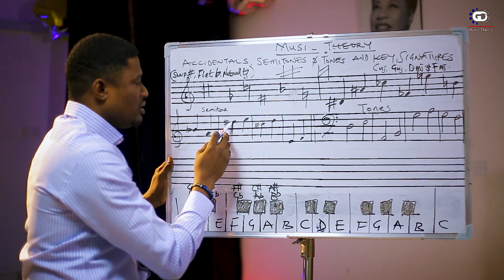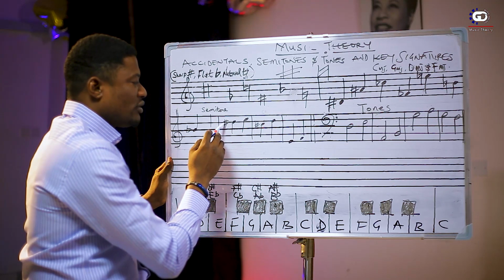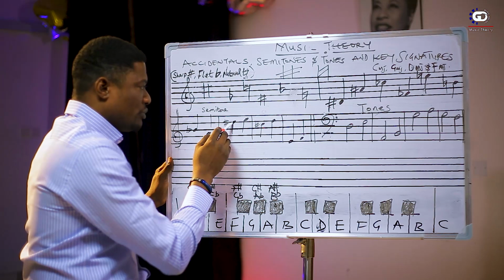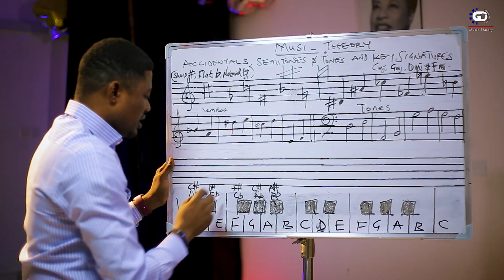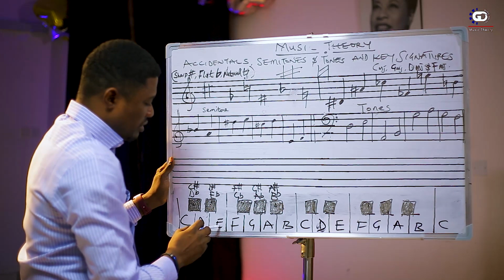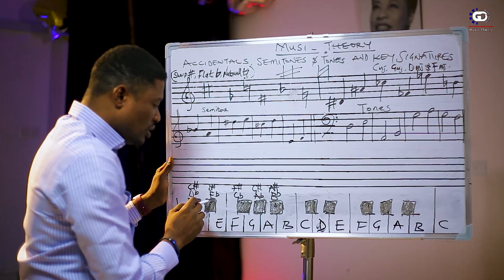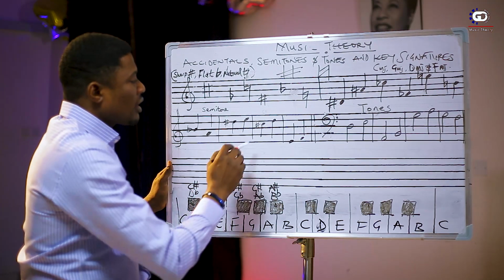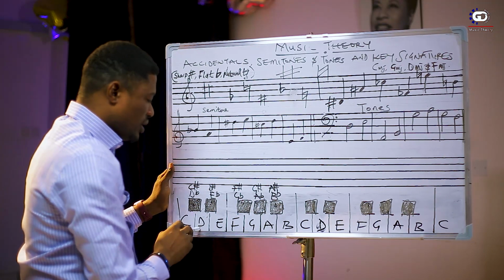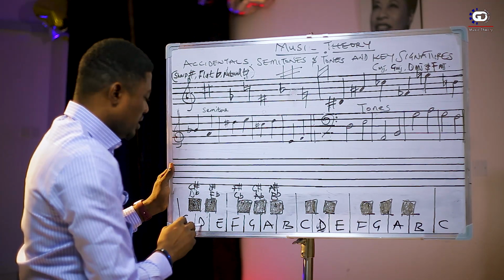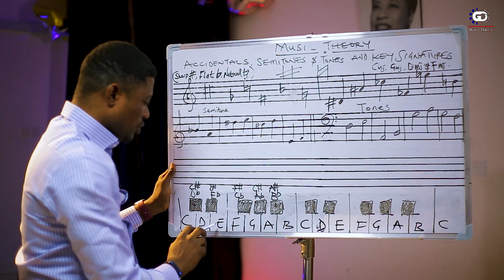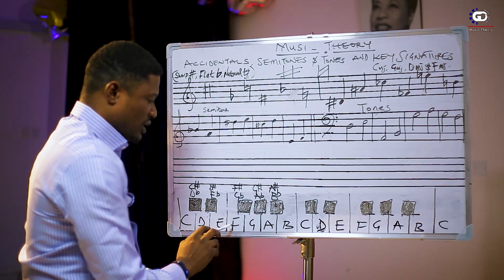Now let's look at this example, D sharp. Remember, the presence of this sharp gives this a new name. So it's now D sharp to what? To E. D sharp to E is a semitone because there's no other note in between, right? Now let's see this C sharp to D. C sharp to D is a semitone. E to F is a semitone.